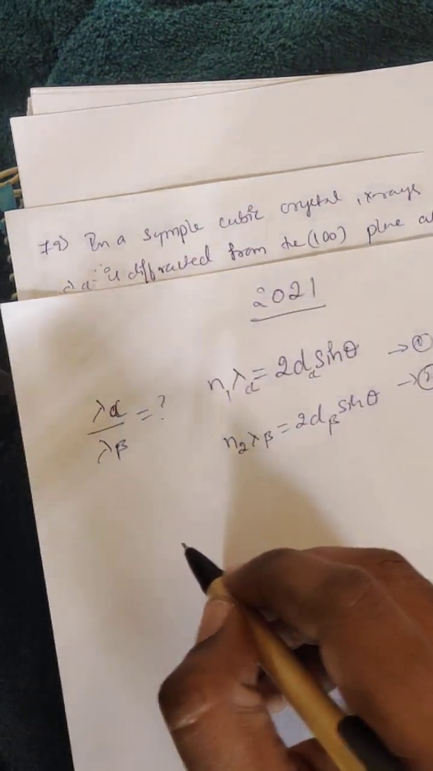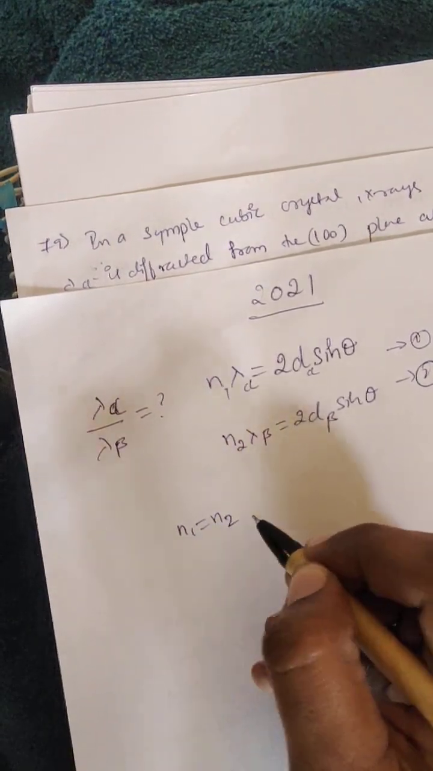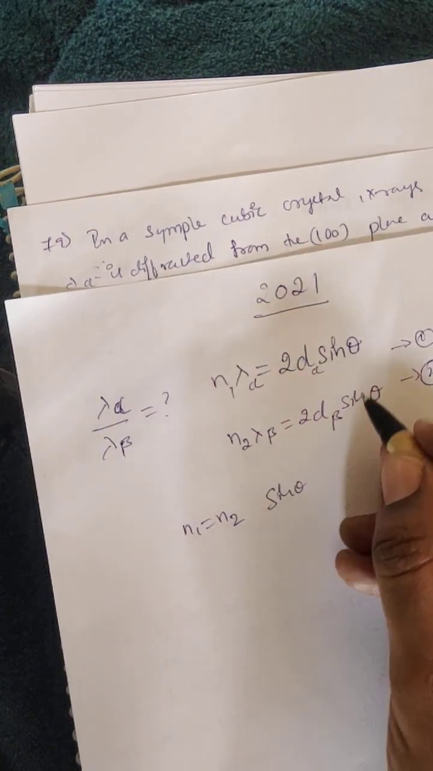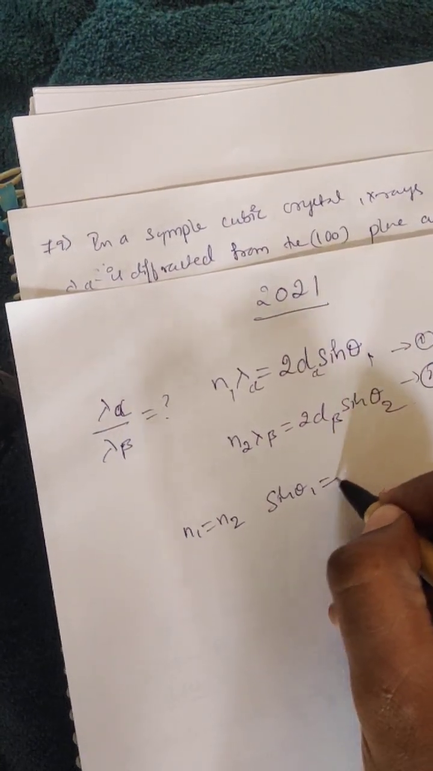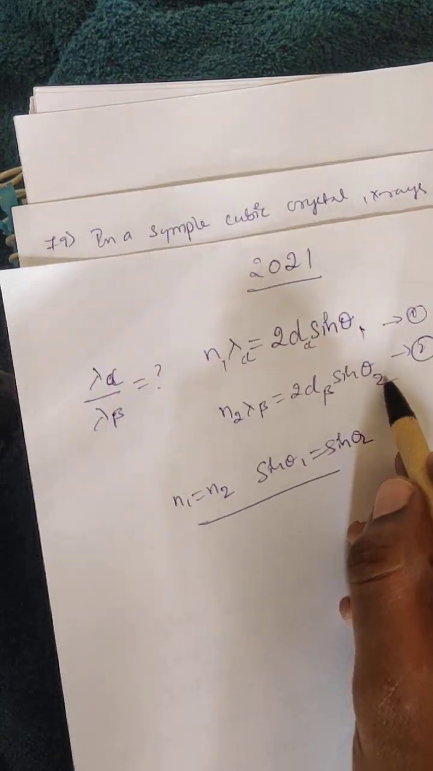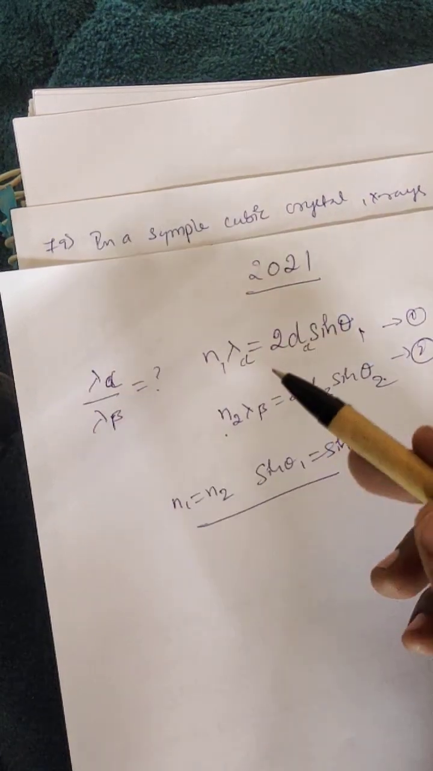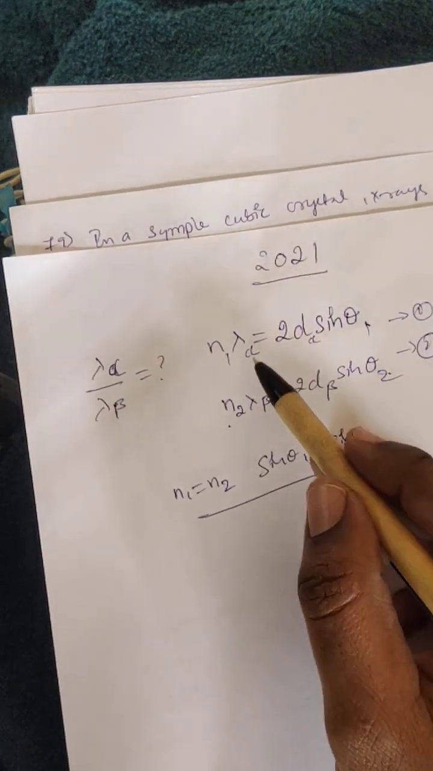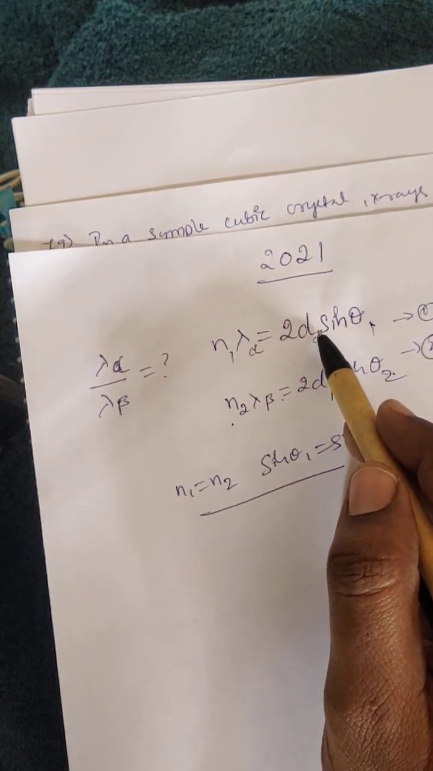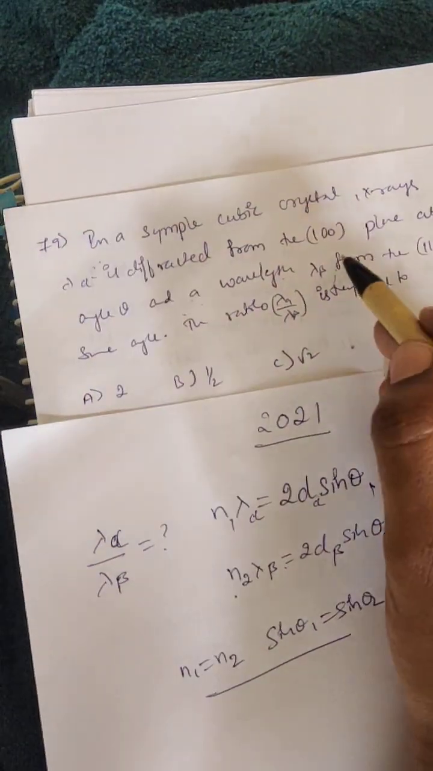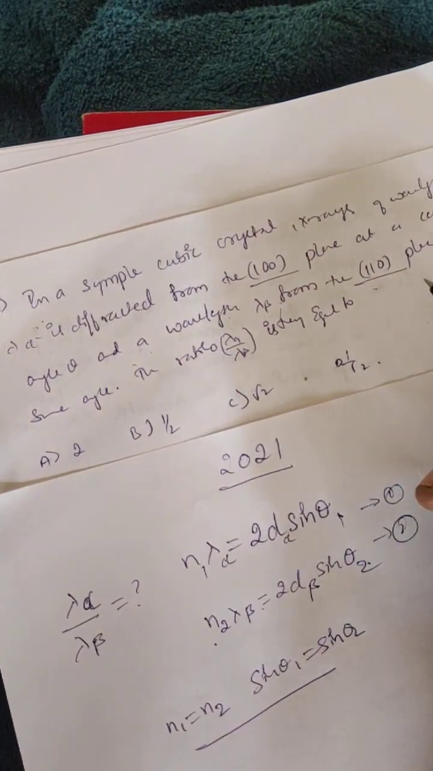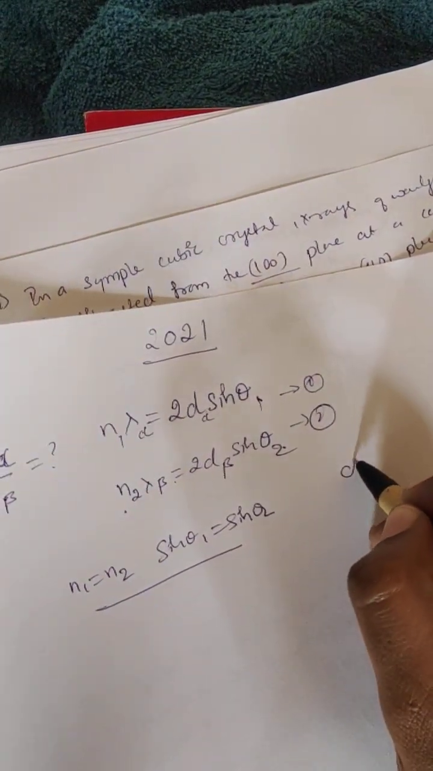Here n1 is equal to n2, and sin theta 1 is also equal to sin theta 2, because theta is constant and the order is also constant in the same problem. Only lambda and d are changing, right? So to calculate the interplanar spacing, they are giving the d100 plane and the d110 plane.